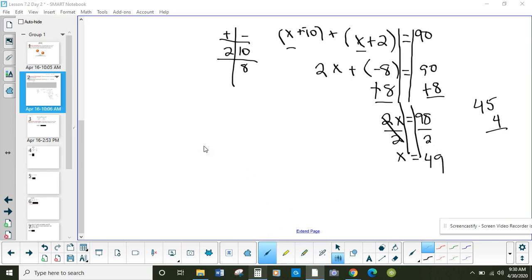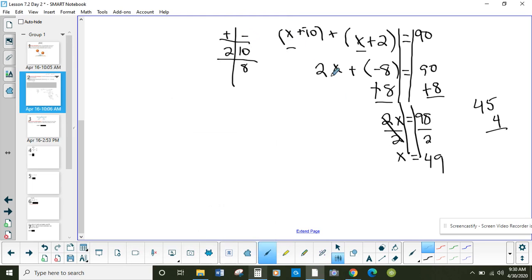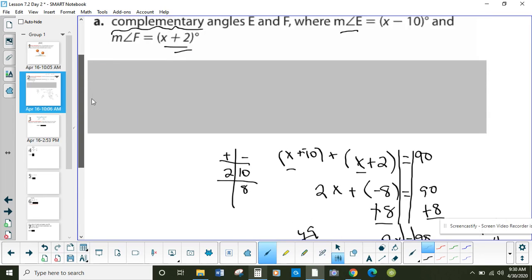Or, no problem, I can just take my calculator, right? I go 98 divided by 2, and I get 49 that way. Or you can just divide 98 by 2 long-hand, in and out, and get 49 that way. So however you want to do it is fine. So we see that the value of x is 49.